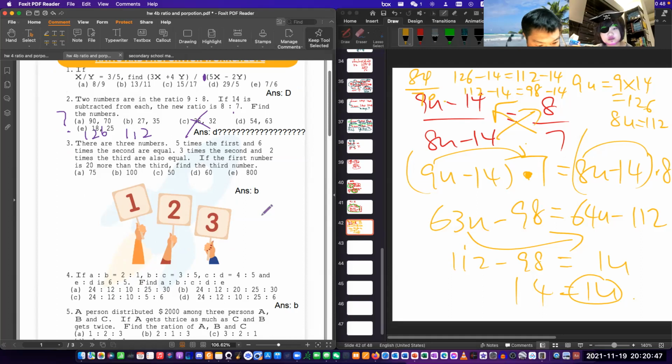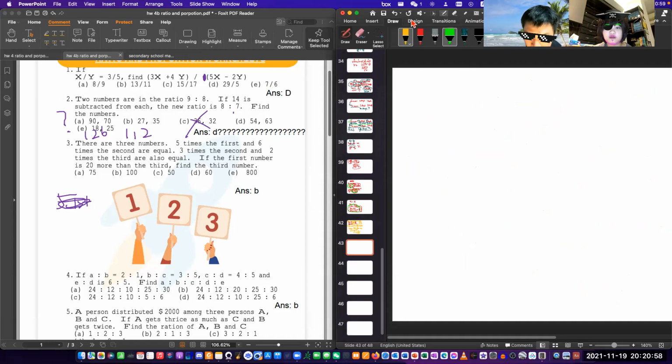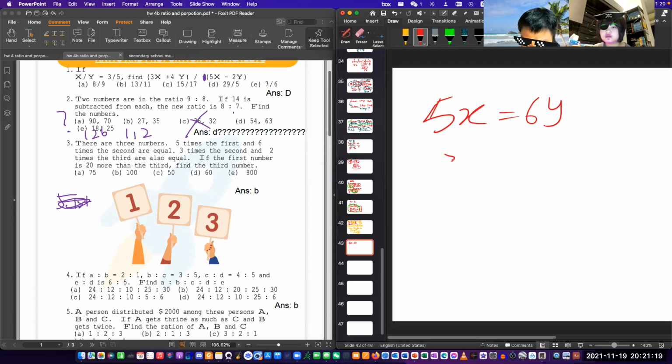Okay, next, there are 3 numbers. 5 times the first, then 6 times the second are equal. 3 times the second, 2 times the third are equal. Let me do it over here so I have more space.